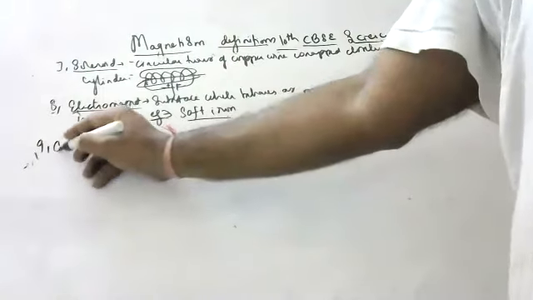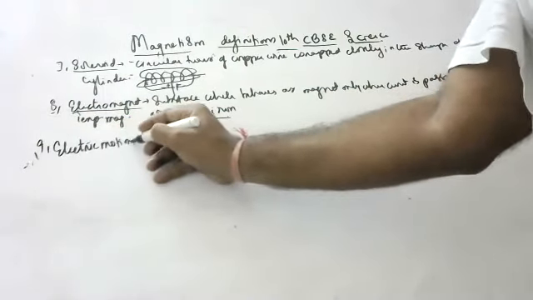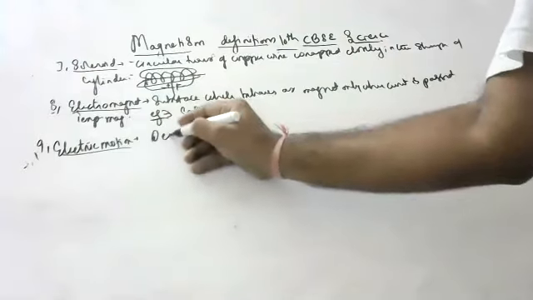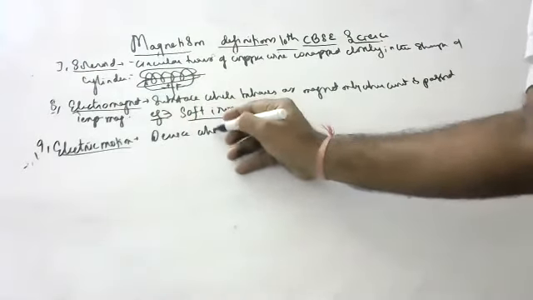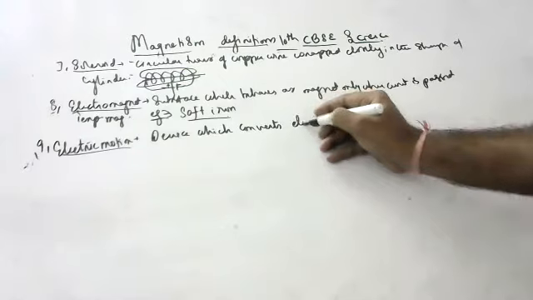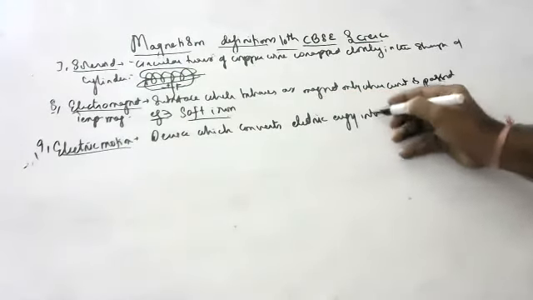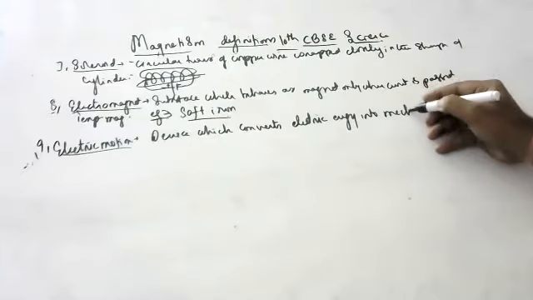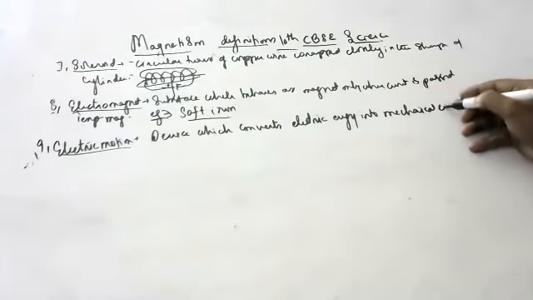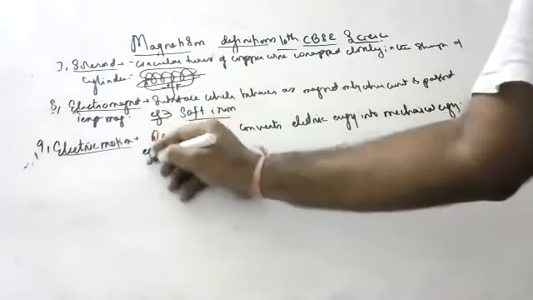Next definition. Electric motor. What is the electric motor definition, children? A device which converts electrical energy to mechanical energy. You switch on electrical energy, it will move into mechanical energy.